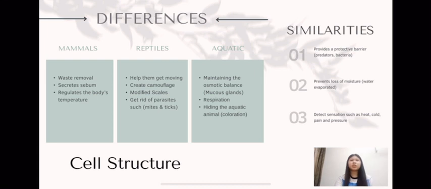First, similarity between the three types of animal. First, the skin function is to provide the protective area. The skin function is the first line of defense against harmful pollution. The next similarity is that it prevents loss of moisture.